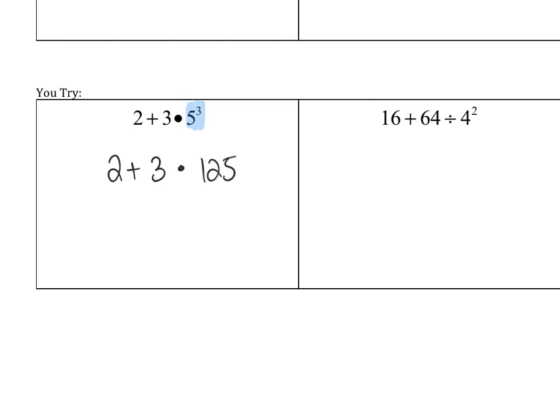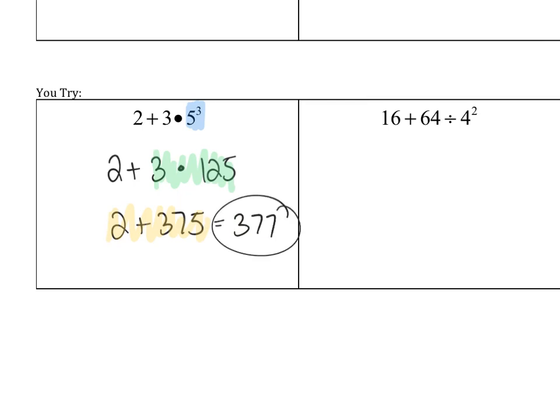Next step is multiplication or division, and there is a multiplication here. So you're going to do 3 times 125, which is 375. So we have 2 plus 375. And then the last step is adding and subtracting. So 2 plus 375 is 377 as a final answer there.